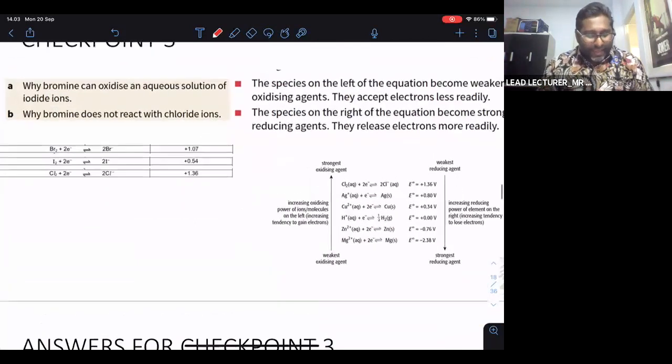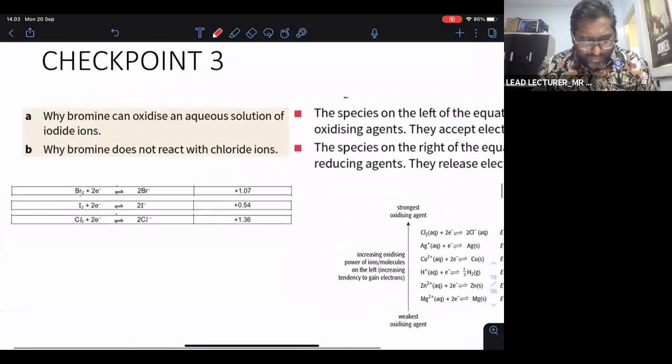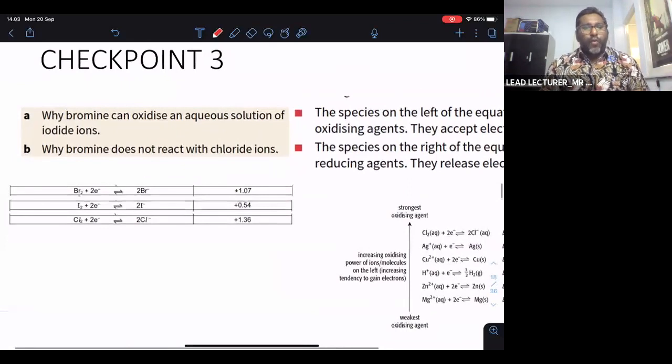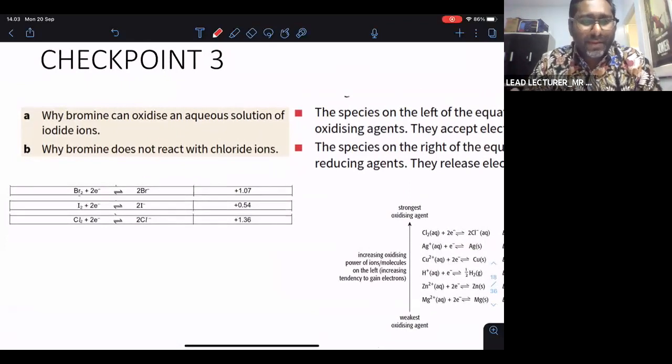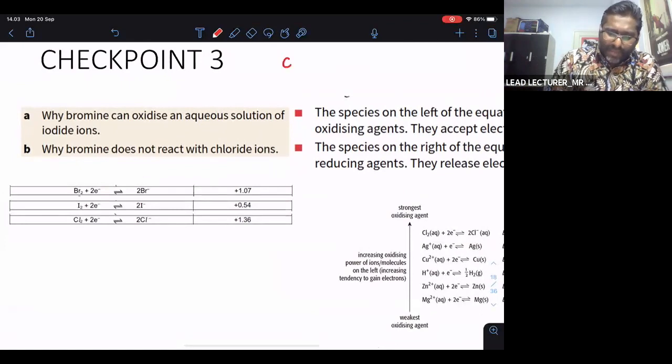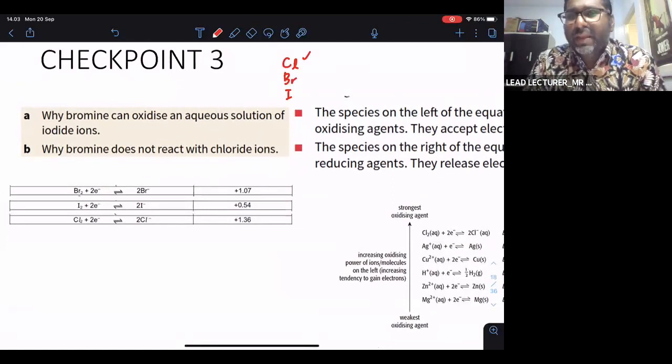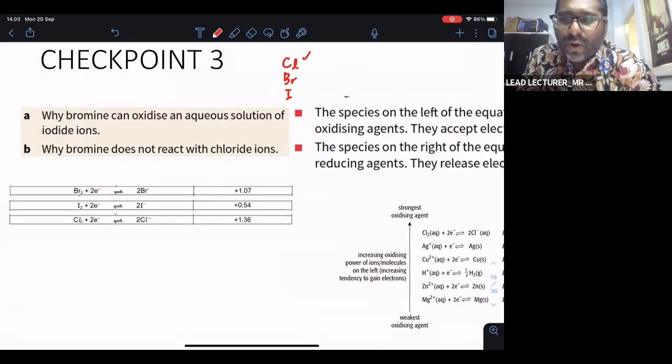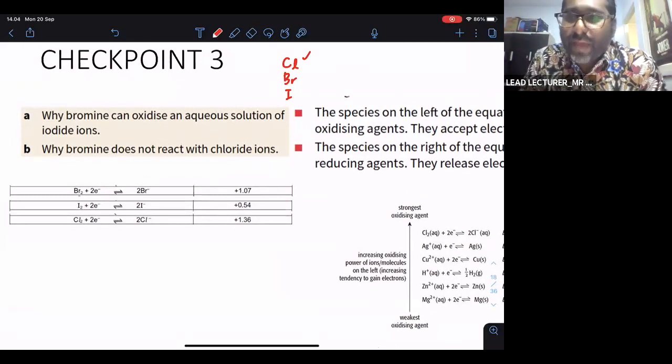So use whichever method that you are comfortable with. Let's see again, another question, checkpoint number 3. Why can bromine oxidize an aqueous solution of iodide ion? Remember last time you learned about Cl, Br, and I. Cl is more reactive. It can actually displace the Br from its solution and so on. From now on, you no need to memorize anything. You can use all the E values.